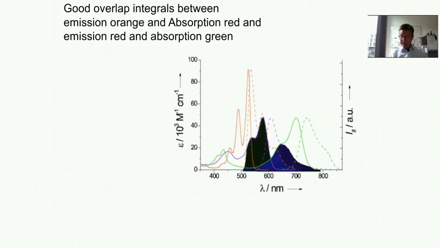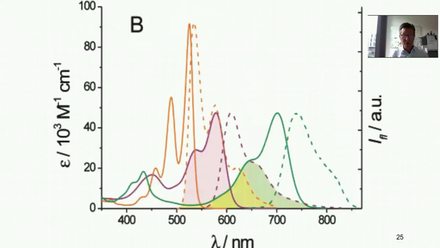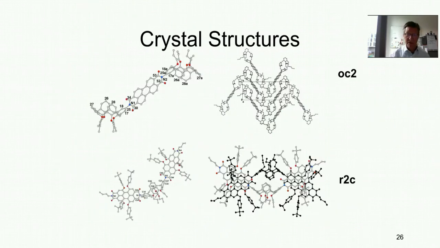Here we see the two overlap integrals: the orange emission and the red absorption, and the red emission and the green absorption. This is a better picture. Here you see in red one overlap integral, and in green the other overlap integral. From the data of the separate chromophores, you can calculate these overlap integrals, and they give you some clue whether this process really can happen and how efficient it can be.